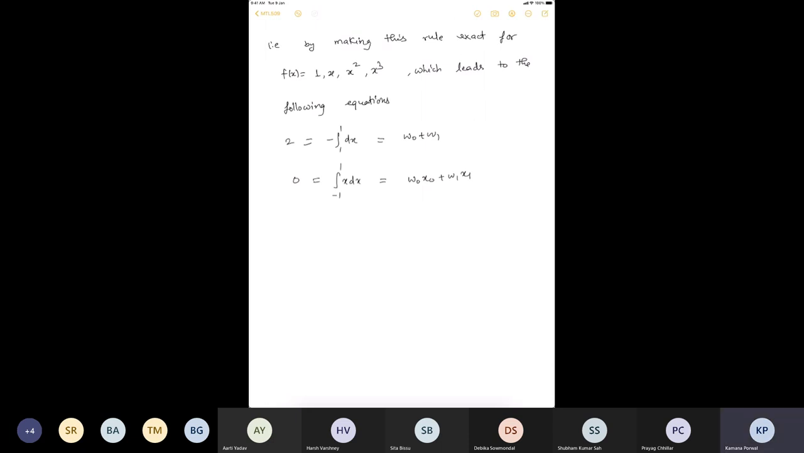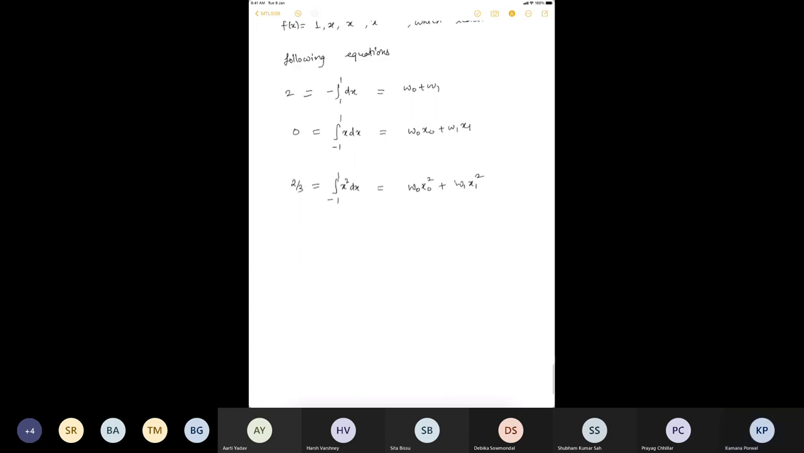Okay, now let's substitute f(x) equal to x square. So we get this as, and here I'm going to get w0 x0 square plus w1 x1 square. And upon simplification, we will get this as 2 by 3. And the last equation we will get by substituting f(x) equal to x cube. So this is going to be w0 x0 cube plus w1 x1 cube. And this upon simplification is going to again give us 0, because x cube is an odd function.